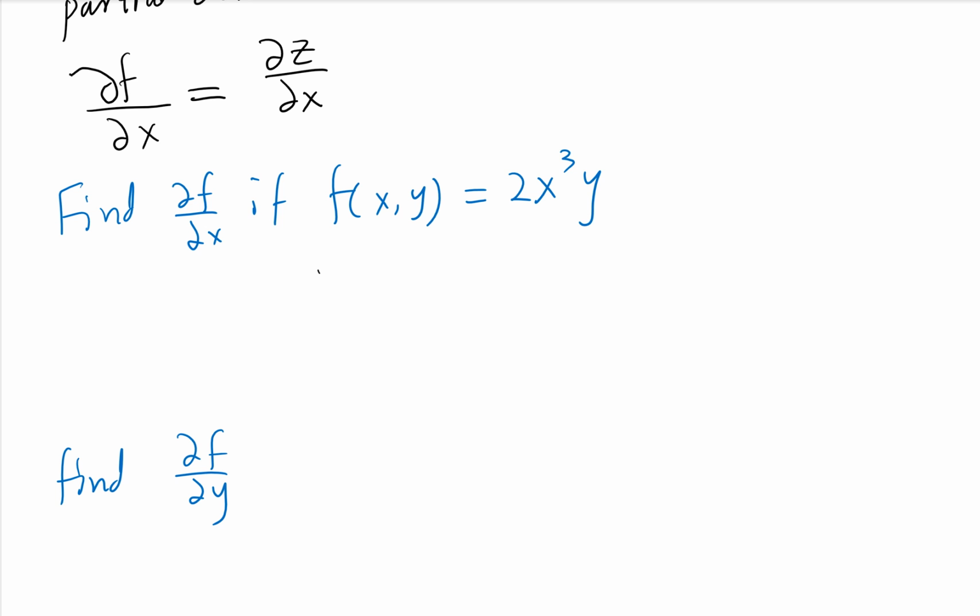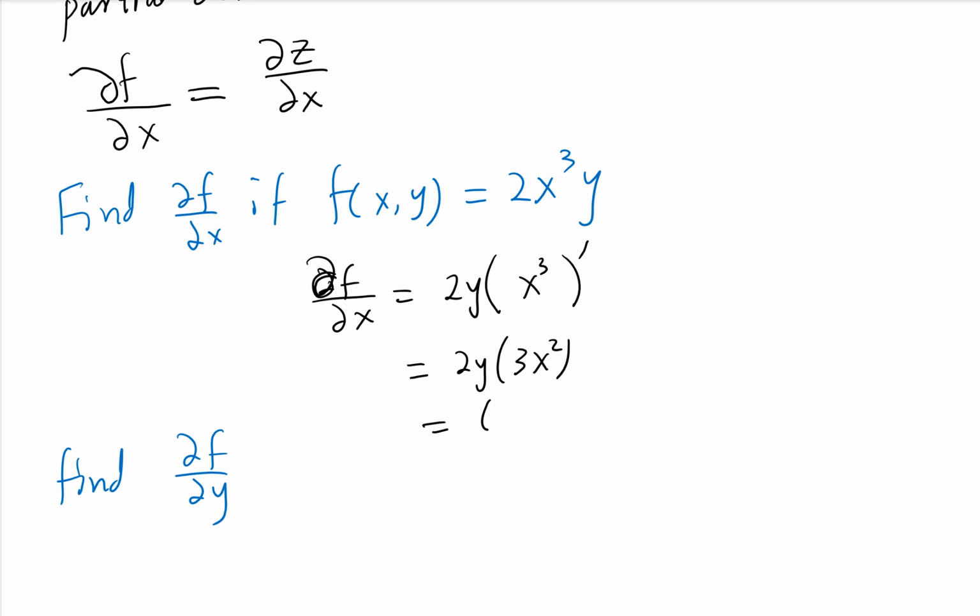So watch how we do this. Partial f with respect to x. Assume that 2, we know 2 is constant, and y is going to be constant. So don't worry about the 2 and the y. They are constants. All you have to do is find the derivative of x cubed. And that would give us 2y. Derivative of this is 3x squared. So the answer is 6yx squared.